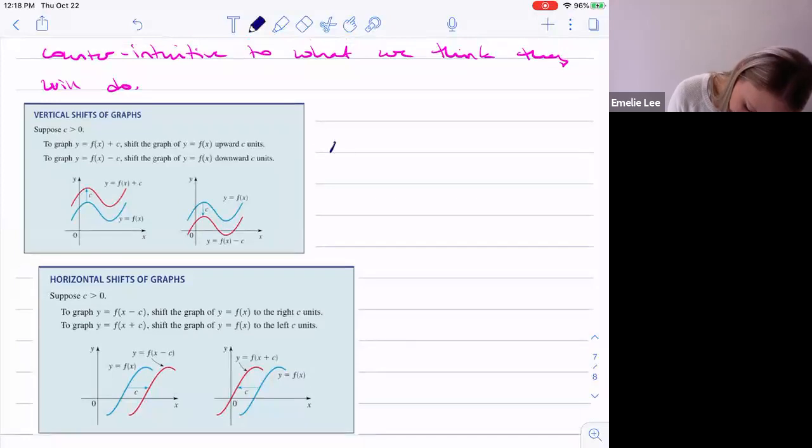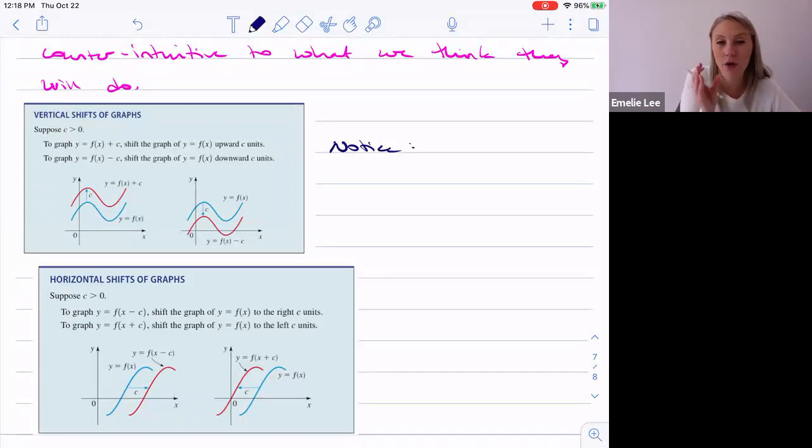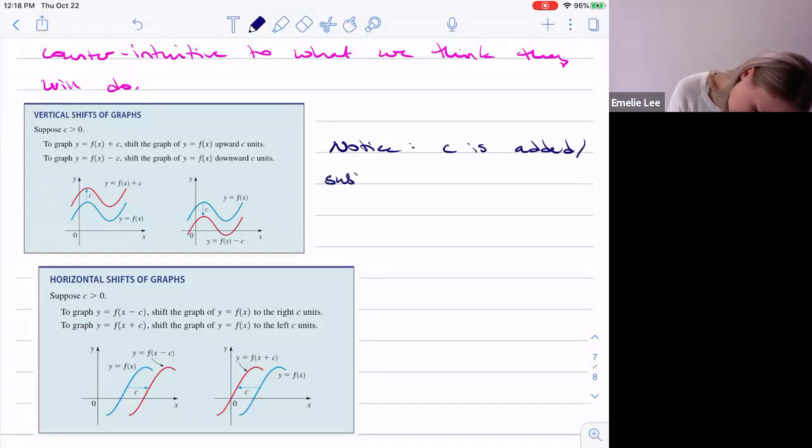So here, what I want you to notice for this previous one is that c is added or subtracted to all of f of x. Right?